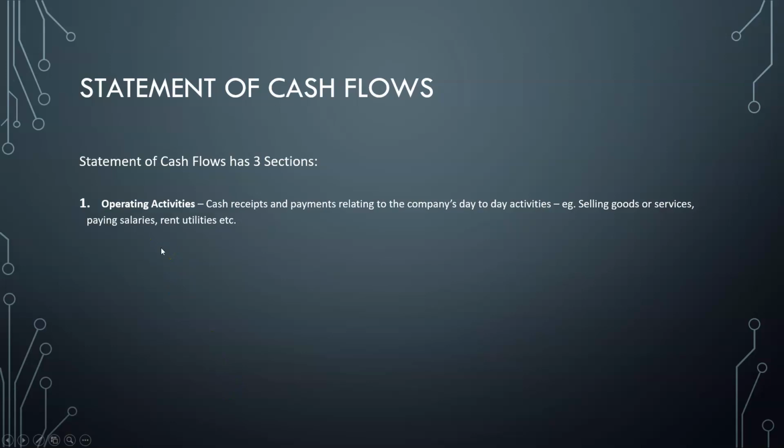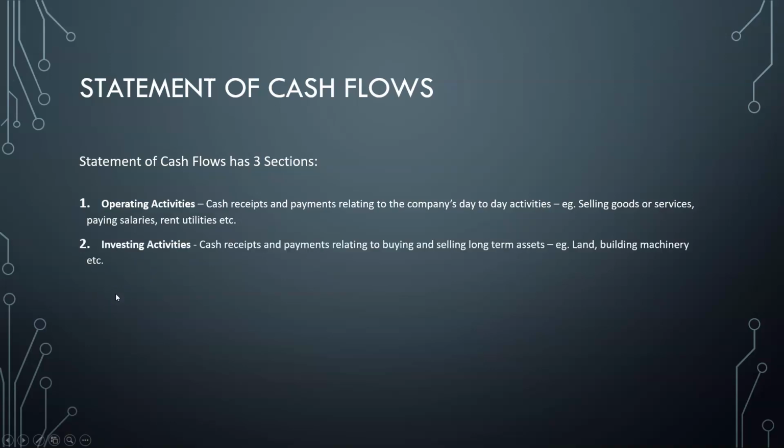First is always going to be the operating activities. These are cash receipts and cash payments relating to the company's day-to-day activities. So whatever the company does day-to-day, these will be in the operating activities section. So you're going to see things like money received from selling goods or services, paying salaries, paying rent, paying utilities, interest. All those things are considered day-to-day activities. So that would be in the operating activities section of the statement of cash flows.